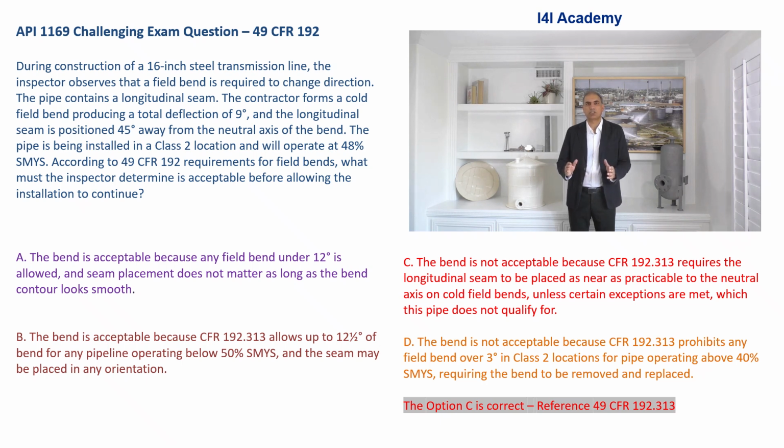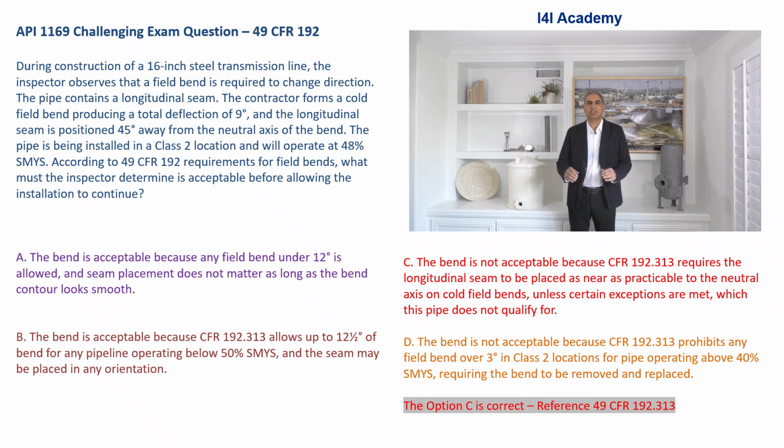The pipe is being installed in a Class 2 location and will operate at 48% specified minimum yield strength, or SMYS. According to 49 CFR 192 requirements for field bends, what must the inspector determine is acceptable before allowing the installation to continue? A. The bend is acceptable because any field bend under 12 degrees is allowed, and seam placement does not matter as long as the bend contour looks smooth.